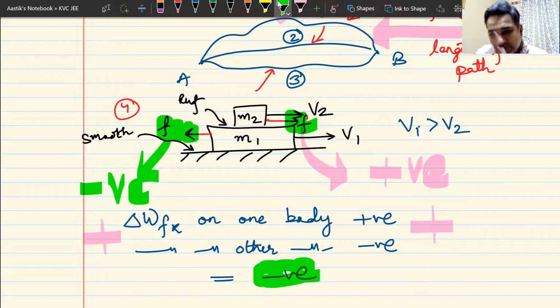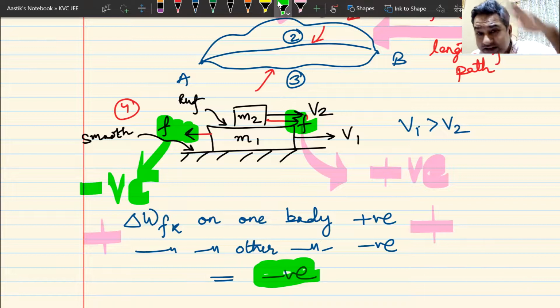Block 1 is faster. It will move farther. Block 2 is slower. It will move less. Force is the same, but the distances are different. The lower one is moving more, the upper one is moving less. So the lower one's work will win, and the lower one's work is negative. And that is why the entire answer is negative. Do we understand this? Can I have some raised hands that the answer would be negative in case of kinetic friction?